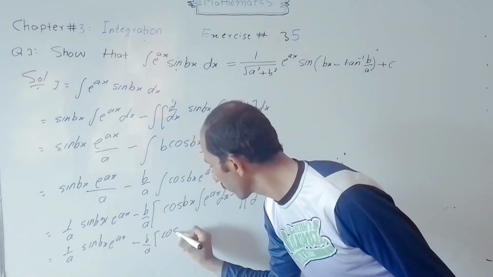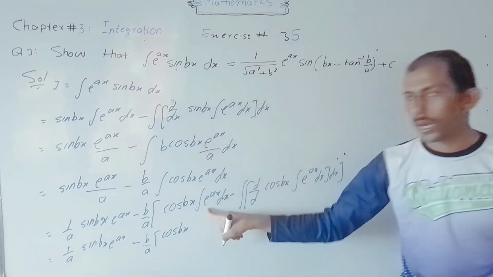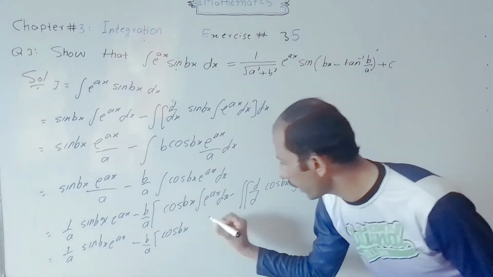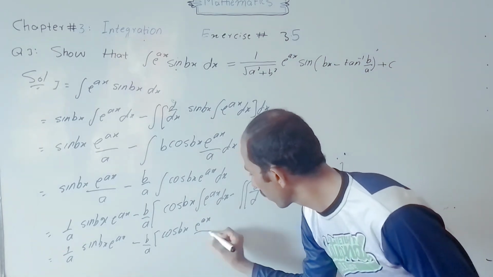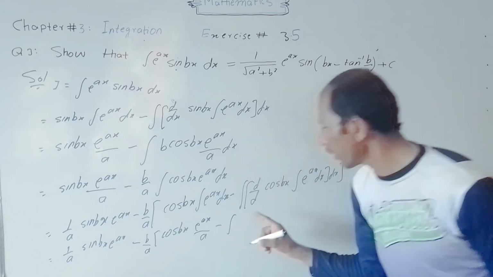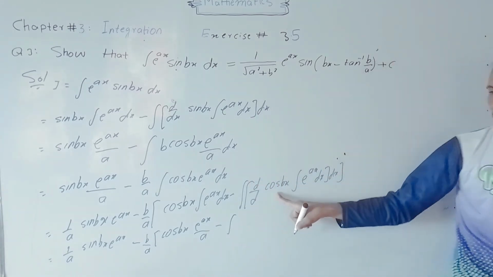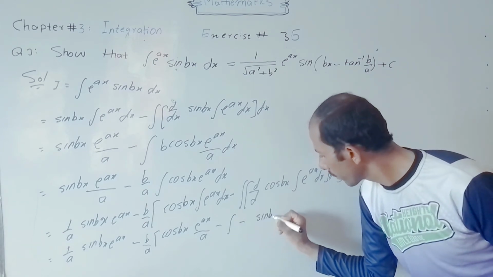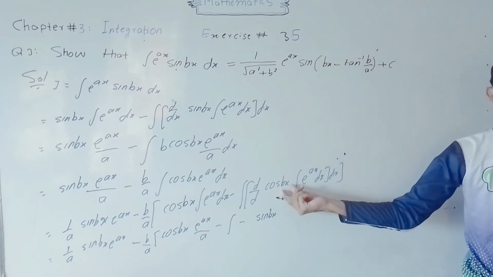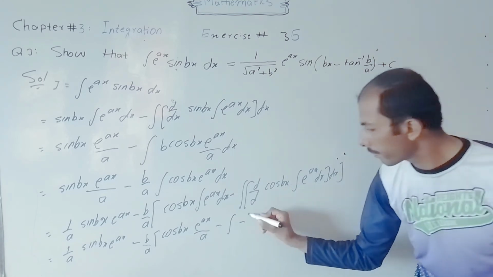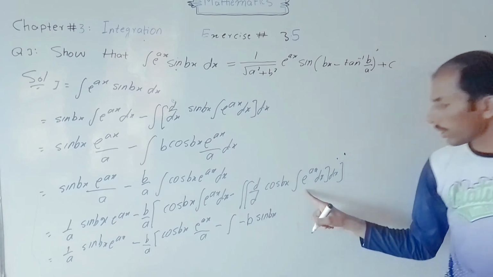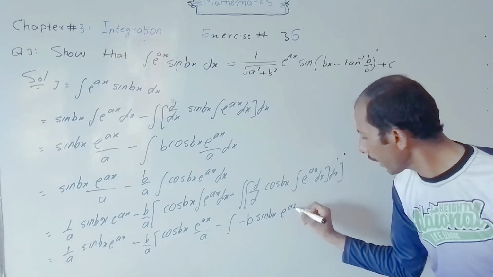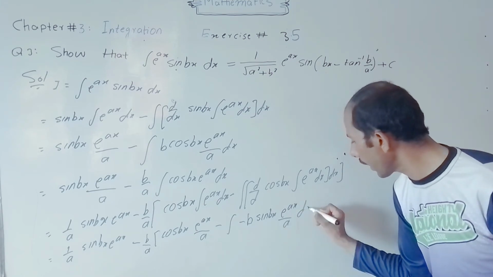into cos bx, integration of e power ax with respect to x is equal to e power ax divided by a, minus integral derivative of cos bx is equal to minus sine bx, again derivative of bx with respect to x is equal to b, integration of e power ax with respect to x is equal to e power ax divided by a into dx.